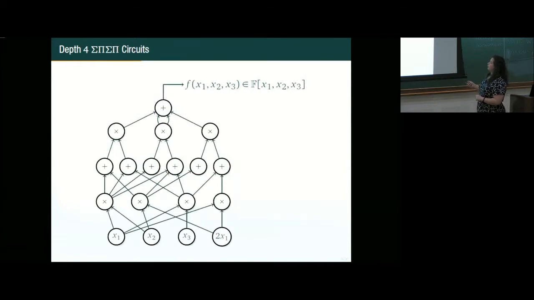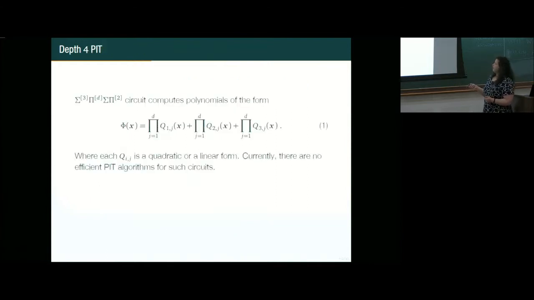So let us consider depth 4 circuits. Again, we have a sigma pi sigma pi circuit, and we will consider the top fan-in to be 3, and now I'll assume that the bottom fan-in is 2. So I have this product of sums of three products of quadratic polynomials, again homogeneous. And so the same holds.